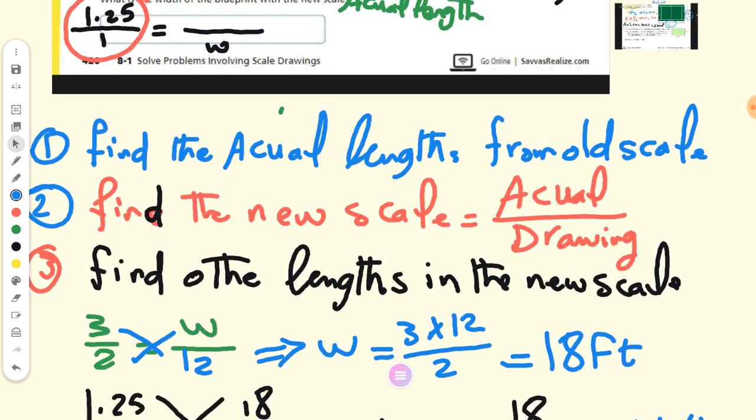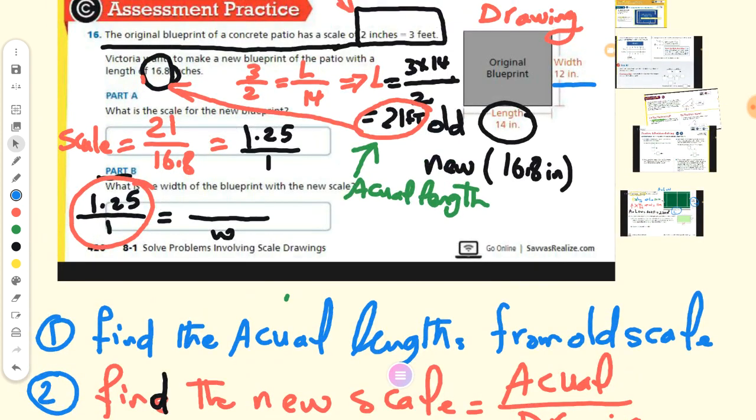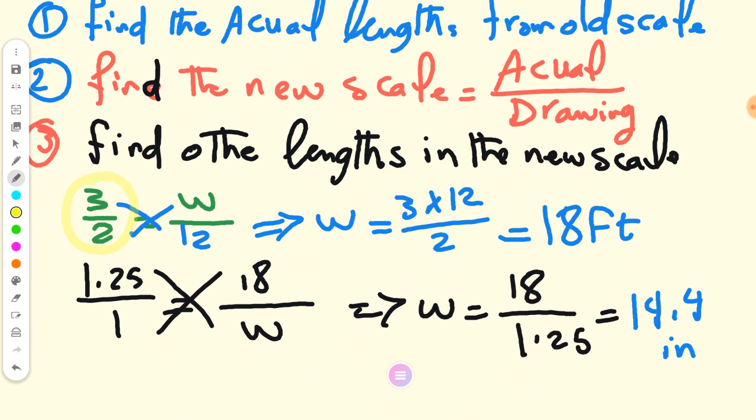Again, to solve a problem changing from scale to scale, what are the steps? The first step is to find the actual lengths from the old scale. As we did above, we found the actual length by using the old scale, 3/2 equals the actual over 14 from the drawing, and we got the actual length, which is 21. Also we want the actual width. We use the old scale and find the actual width equals 18.